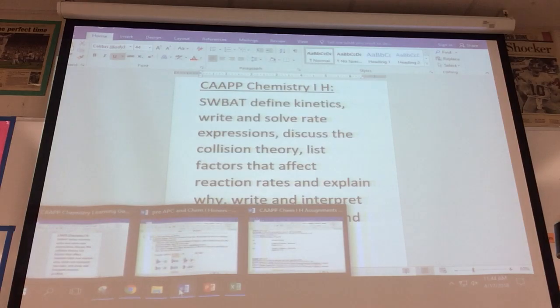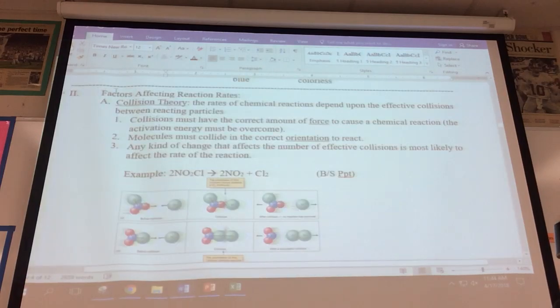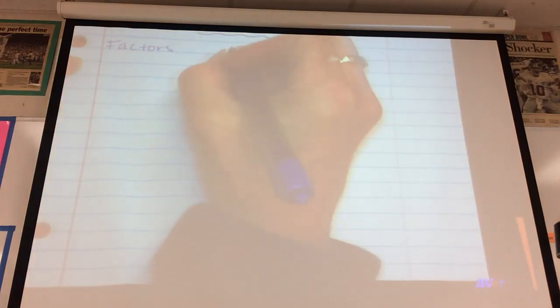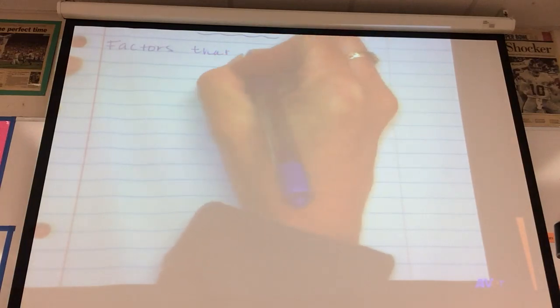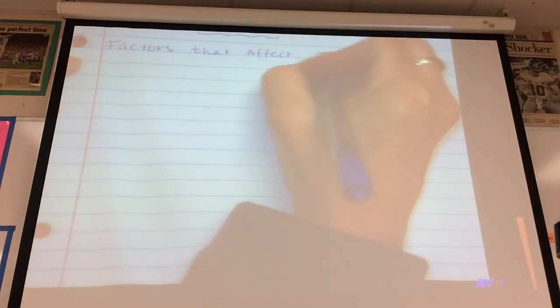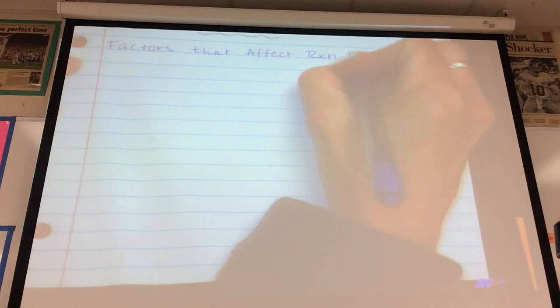So where we're going to pick up is right here. We're going to look at the factors that affect reaction rates. So again, kinetics is the study of reaction rates and the factors that affect those reaction rates. We're going to look at the factors today. Before we get into the collision theory, we want to make a list of factors that affect reaction rates. So the factors that affect reaction rates.